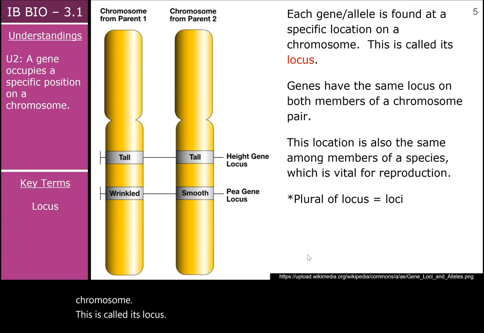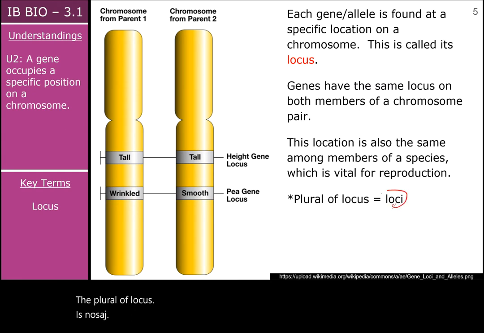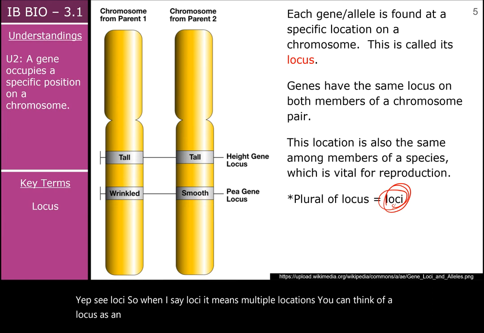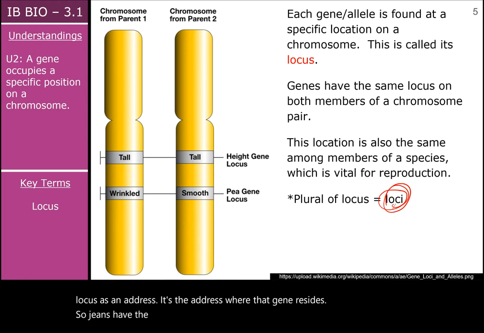Now, the plural of locus is loci. Yep, see? Loci. So when I say loci, it means multiple locations. You can think of a locus as an address. It's the address where that gene resides. So genes have the same locus on both members of a chromosome pair.